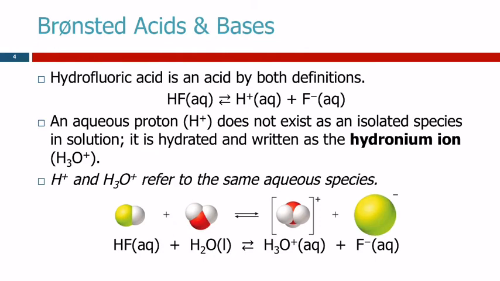Hydrofluoric acid, obviously from its name, is an acid. This is an acid by both of the definitions. We look at HF, and that's a weak acid. Here we're using the arrows pointing both ways, which tells us this does not go completely to the hydrogen ion and the fluoride ion. It does not ionize completely. There's a lot of HF molecules still present. It just goes this way a little bit. But it forms hydrogen ion.